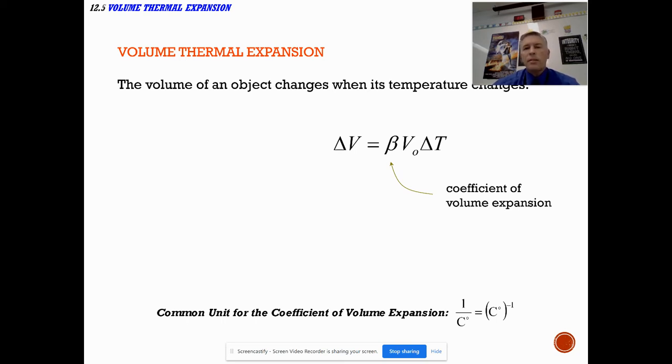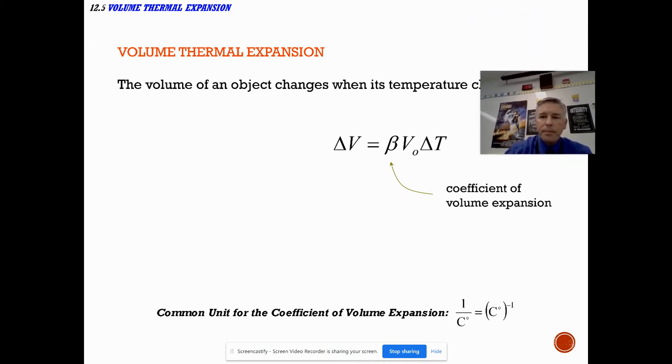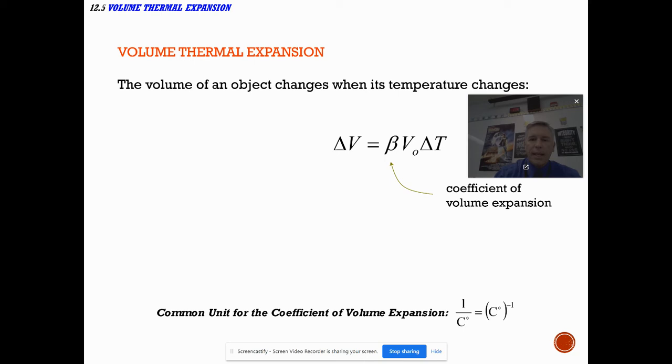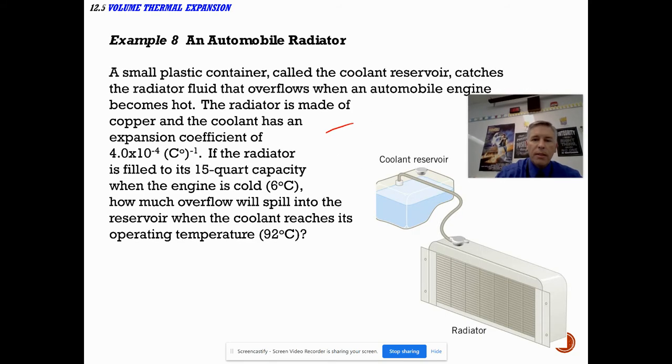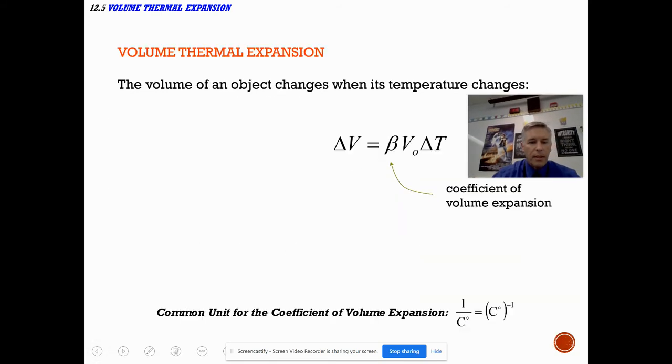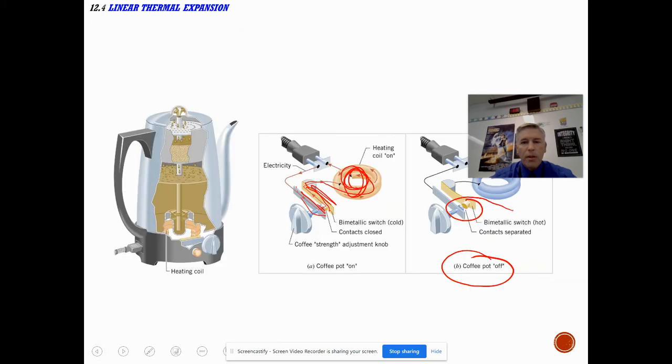So it's not just one length that can expand, all of the lengths. So we can actually talk about volume expansion or contraction. And the equation really doesn't change that much. If you notice here, it's just the delta V, the change in volume. They just use a beta instead of an alpha, the original volume times the change in temperature, same idea.